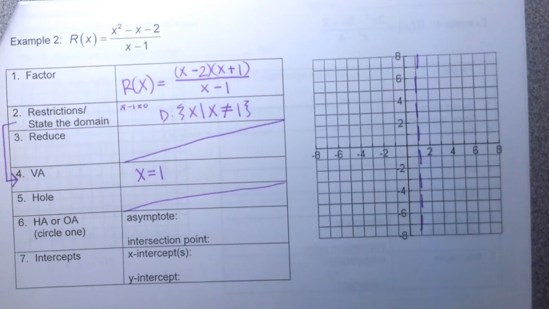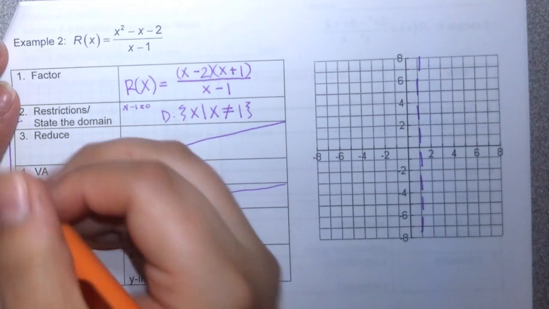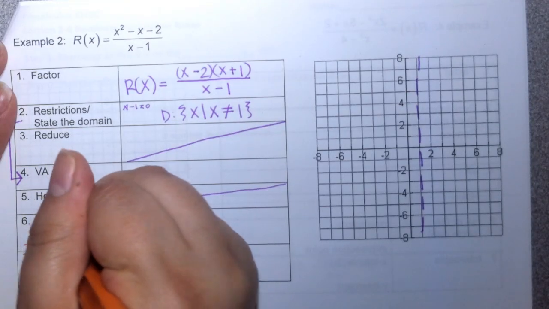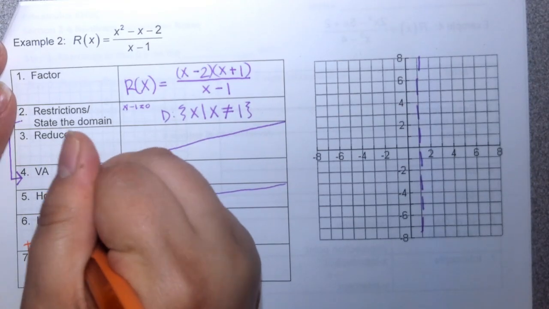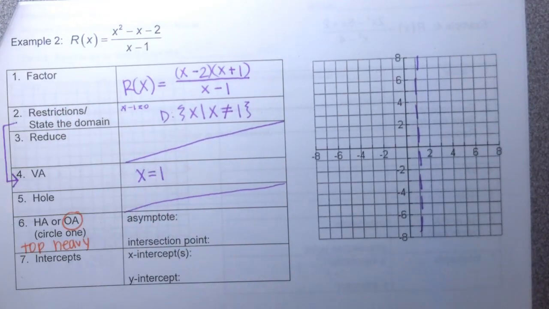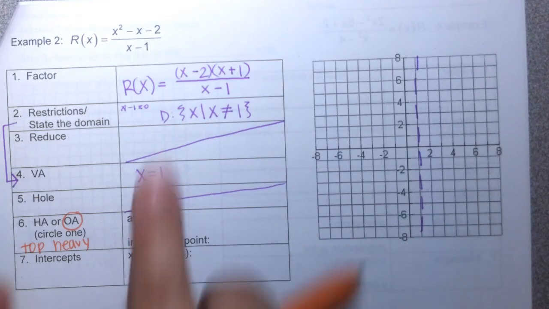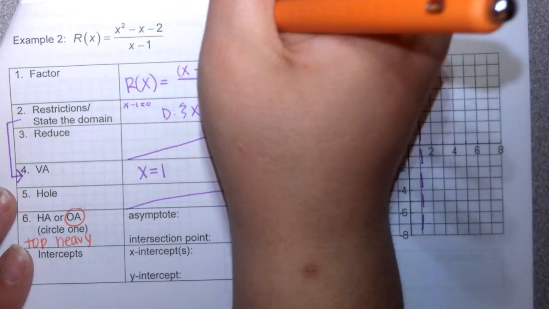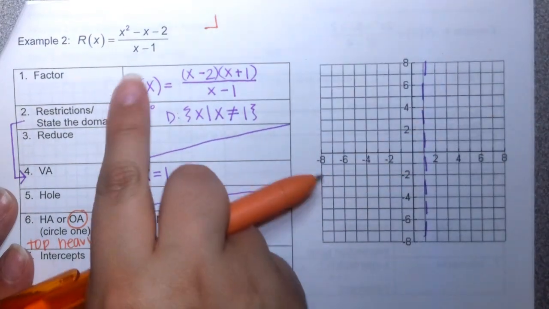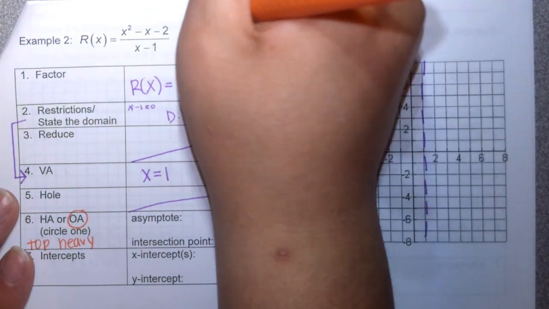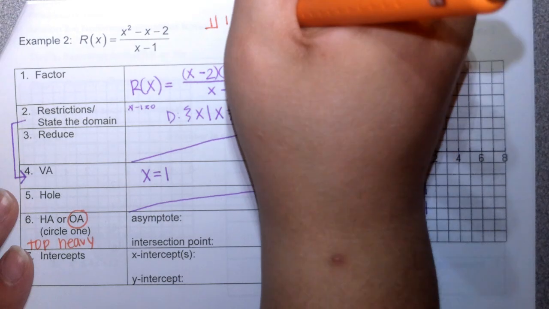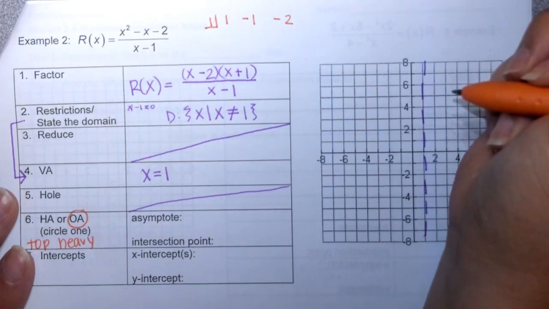Turn your paper over, number 2. Top heavy, bottom heavy, or balanced. This is top heavy, which means... No, that's balanced. Oblique asymptote. How did I say we deal with an oblique asymptote? We have to do synthetic division with this. What is going to go in my box? 1. And then my coefficients are 1, -1, -2.